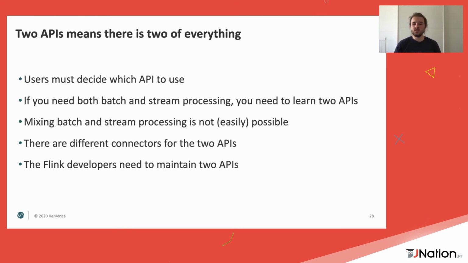And of course, this is more a problem for me as a developer of Flink, but if there are two APIs, it means also that there's code duplication, and we maintain two of everything. Again, there are two APIs, two connector APIs, two sets of connectors, some of them overlapping. So there's a connector for reading files for the stream API and a connector for reading files from the batch API. So that's quite some overhead for us.